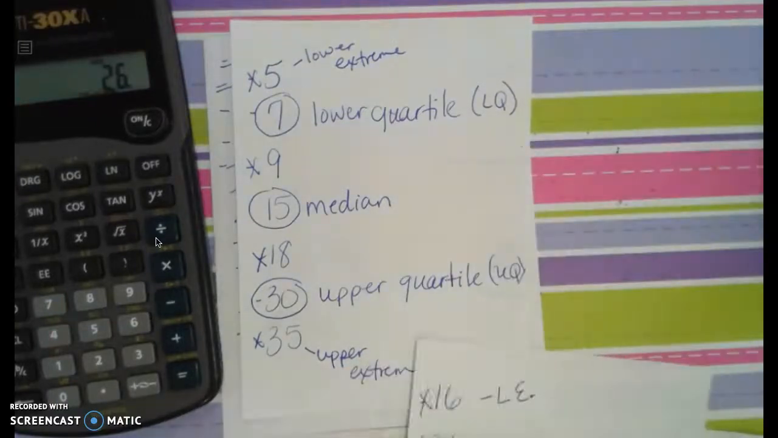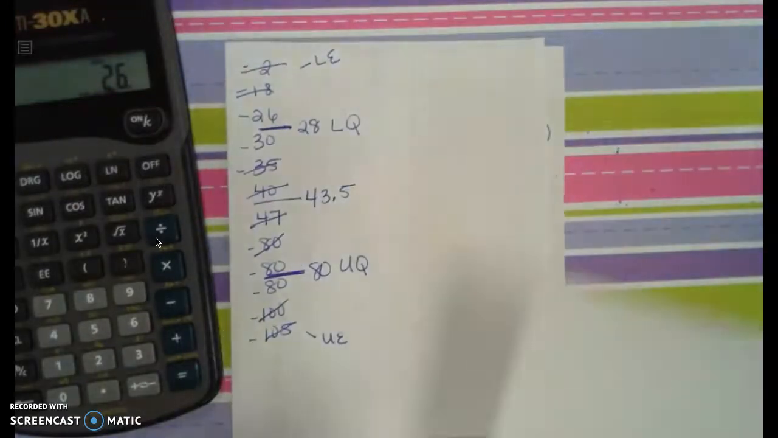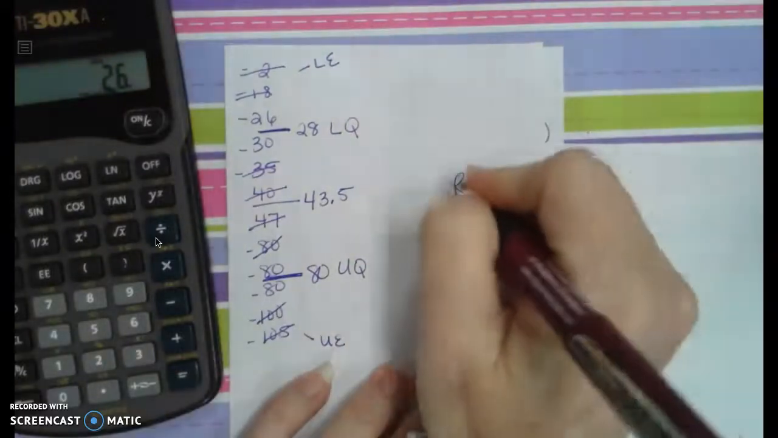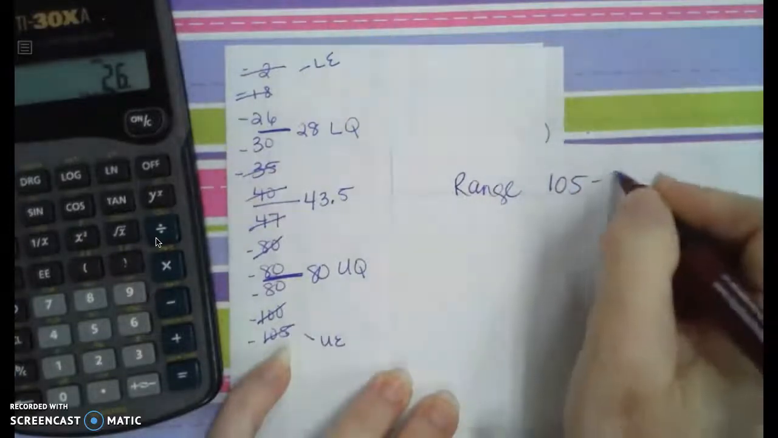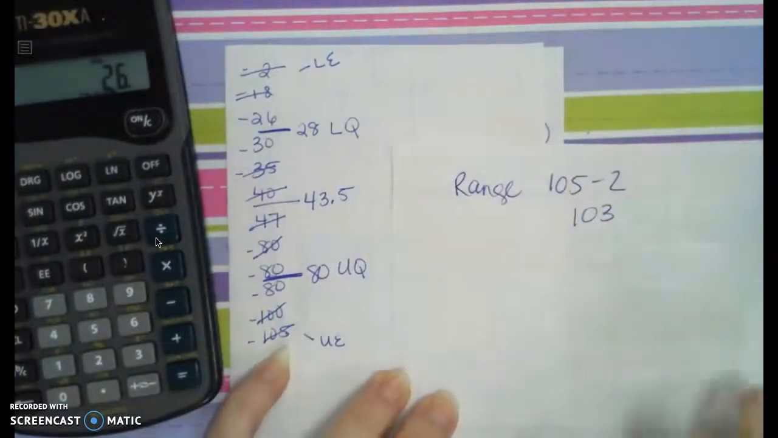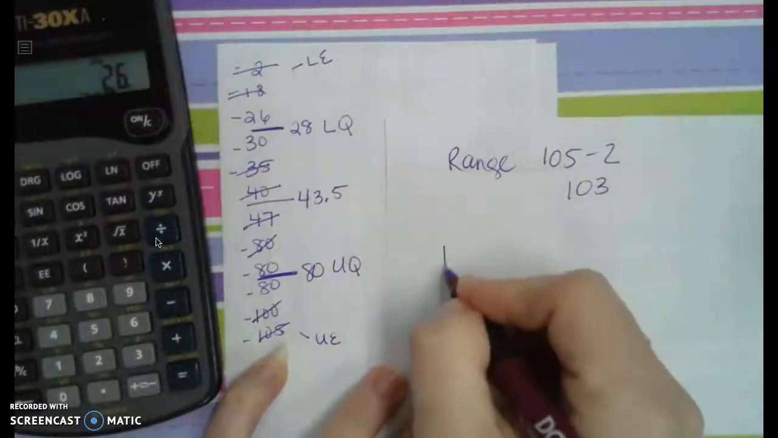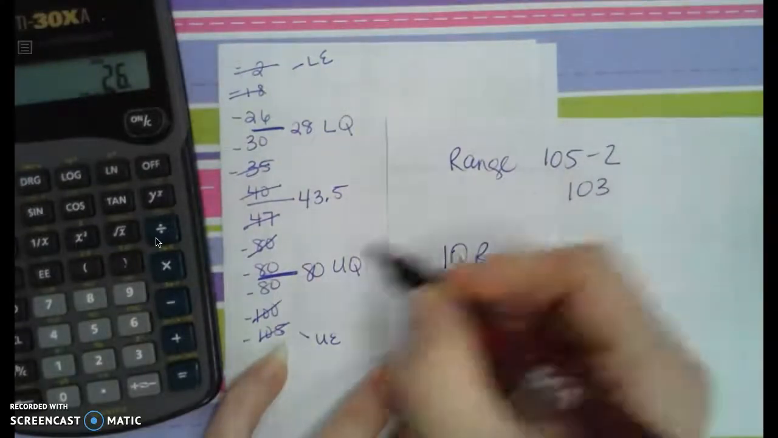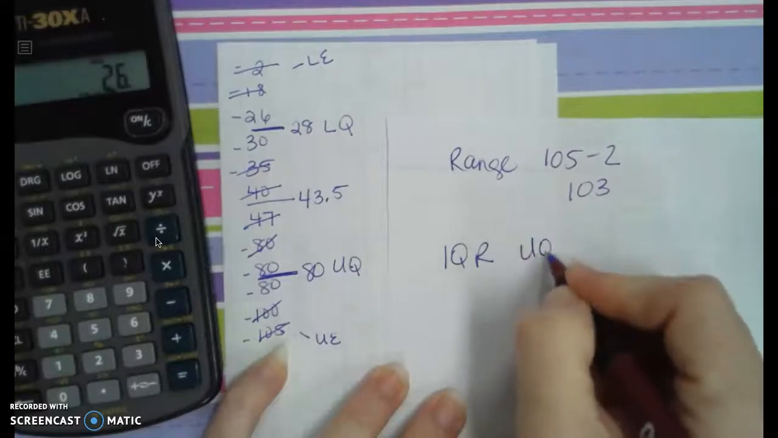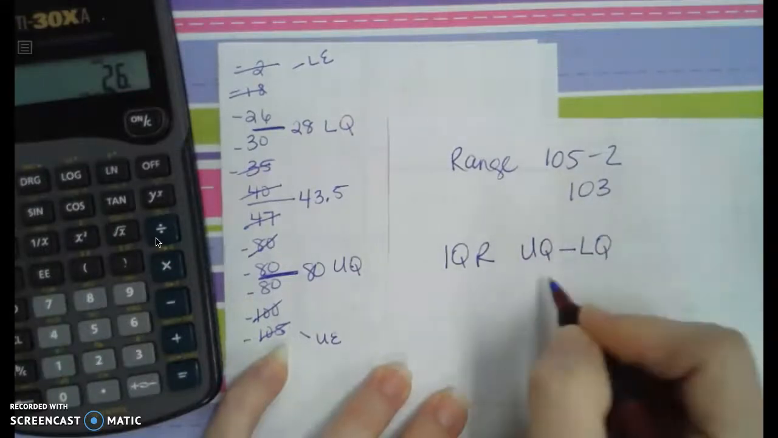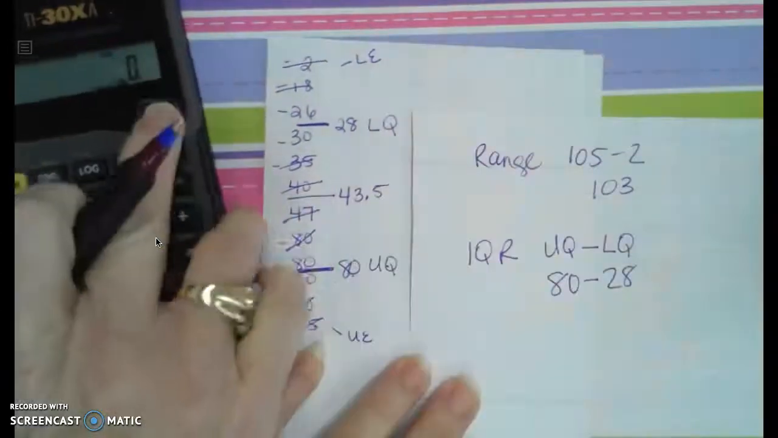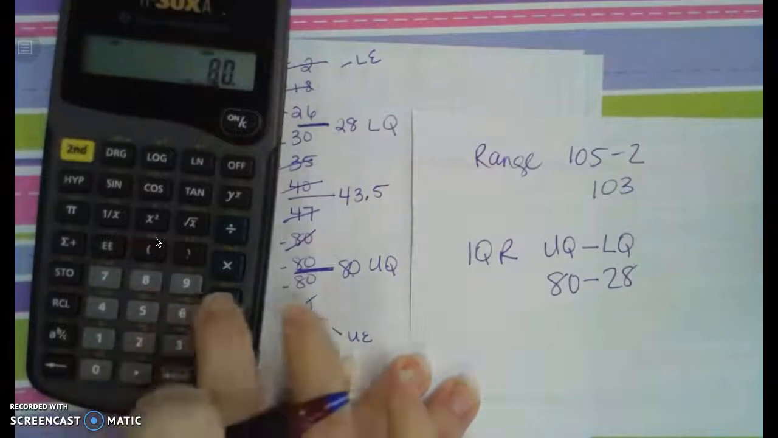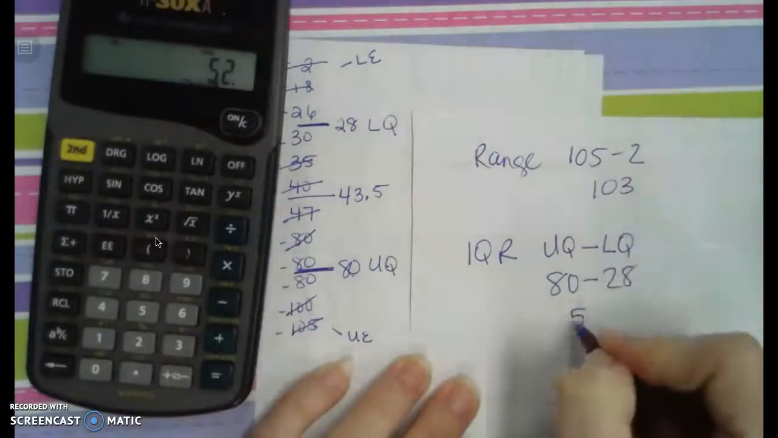And then the last, well, I've got so many pieces of paper I'm trying to fumble through here. And the last one. Your range is going to be the 105 minus 2, which is 103. So that's a pretty broad range. Now, interquartile range is going to be your upper quartile minus your lower quartile. So we would have 80 minus 28. And if you wanted to double check what that is, 80 minus 28, which is 52.